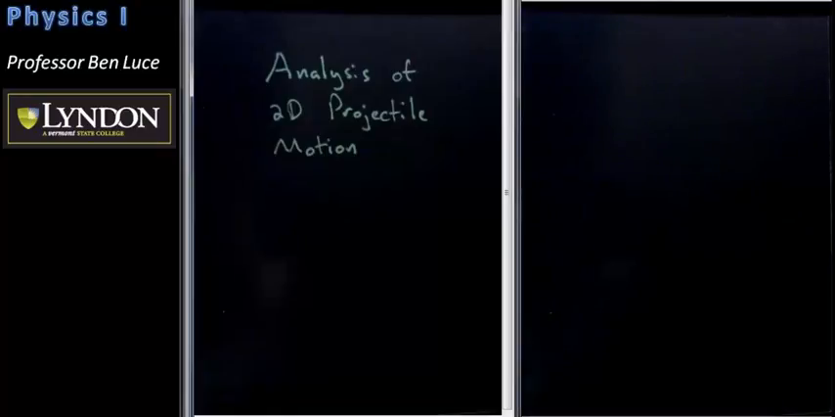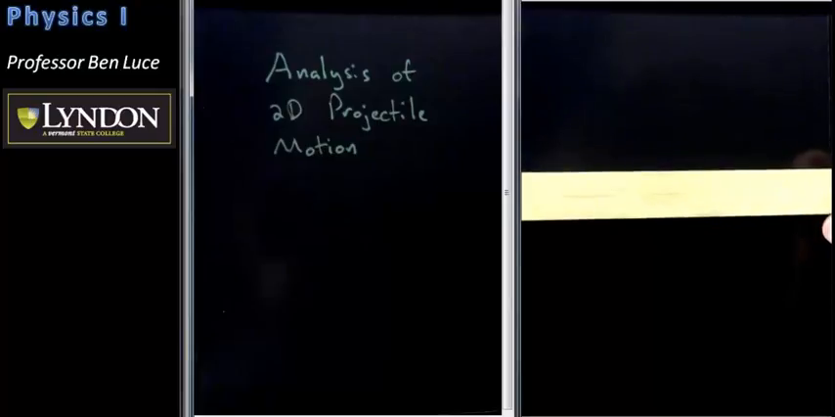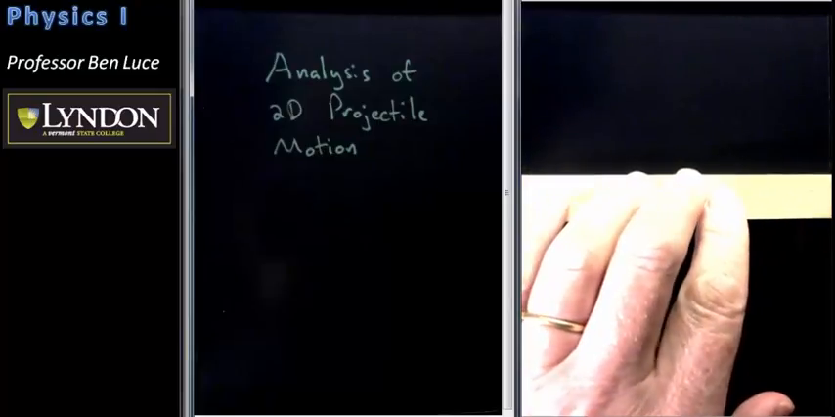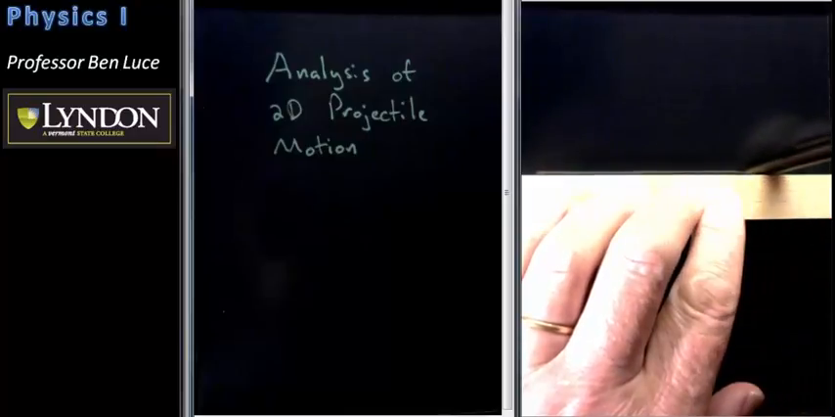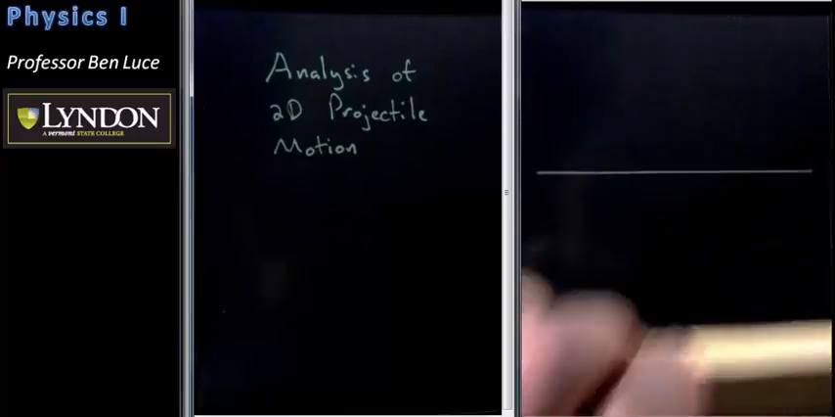Let's begin our analysis of 2D projectile motion now. We'll do so by looking carefully at what a projectile is doing at particular moments in time as it moves through the air. We'll begin the analysis process by looking at a few key aspects of what a projectile is doing at particular moments as it moves through the air.